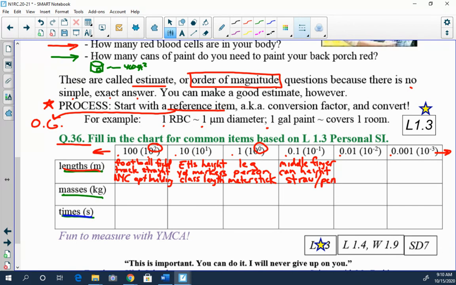All right. How about 0.01? That's centimeters now. So centimeters, of course, what could we have? We actually did that. That was your pinky thickness. What else is about a centimeter? Anything small, like maybe your fingernail. That could be like a small coin, like maybe a penny.